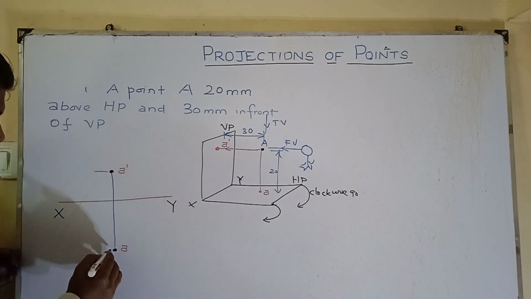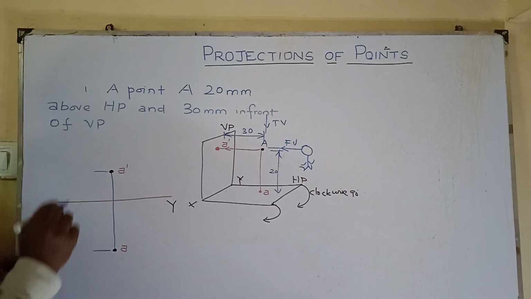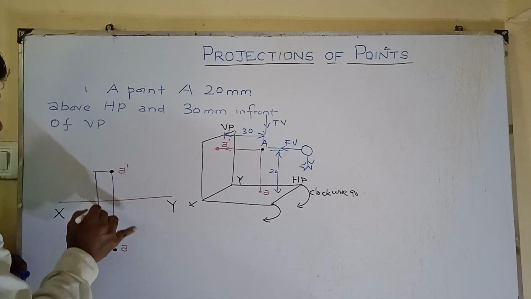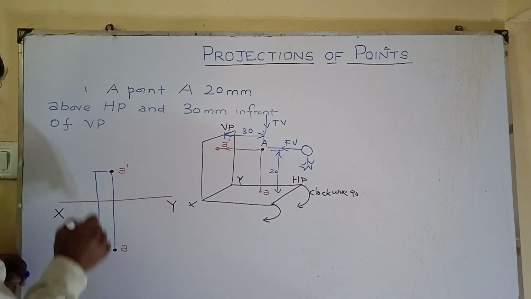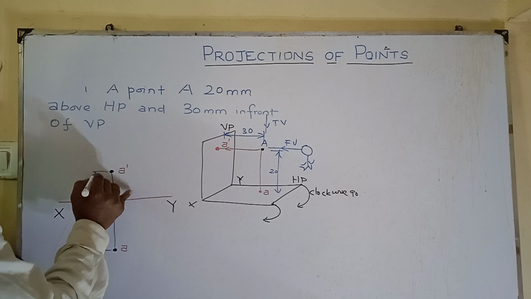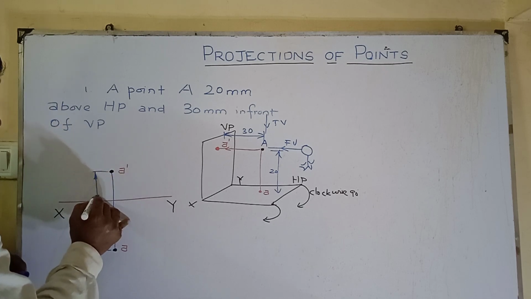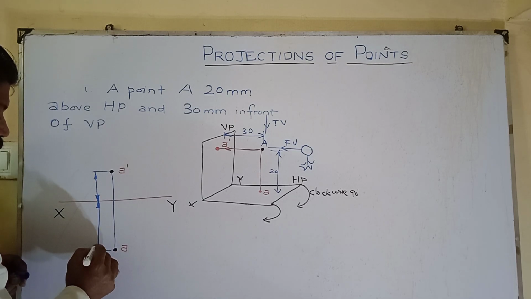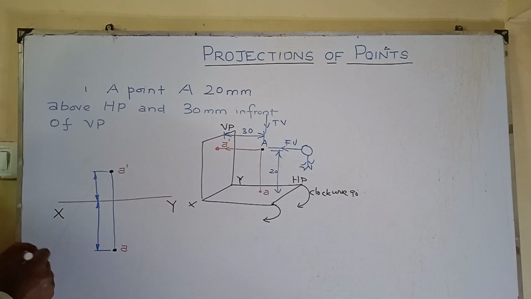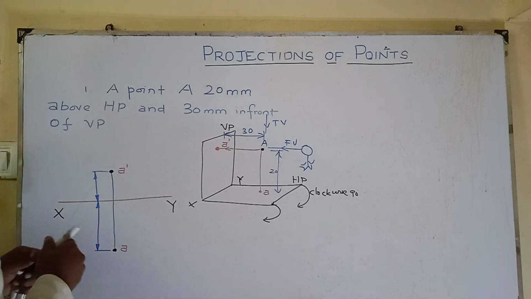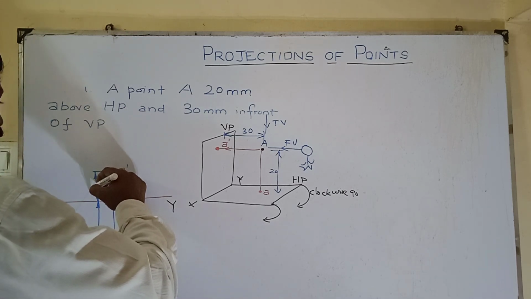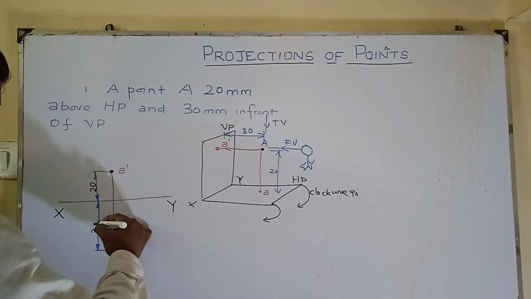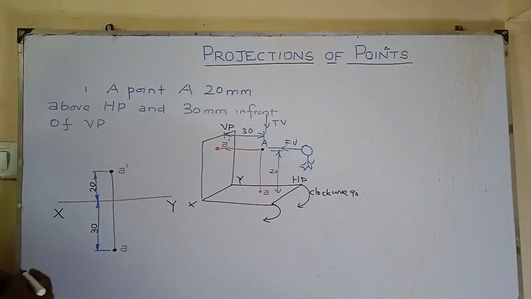And then draw the extension line. How to draw the extension line? Using a 2H pencil, draw the extension line. And then the arrowhead in a 1:3 ratio. We have already discussed the dimension line and how to write it. So 20 mm above, 30 in front: 20, 30.